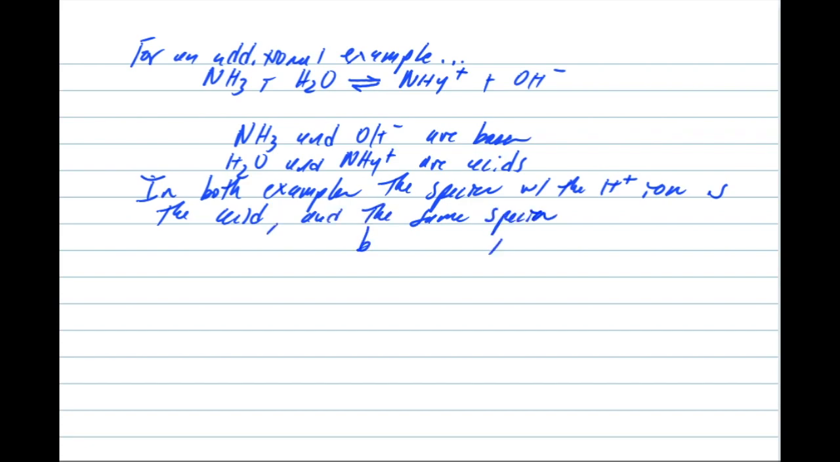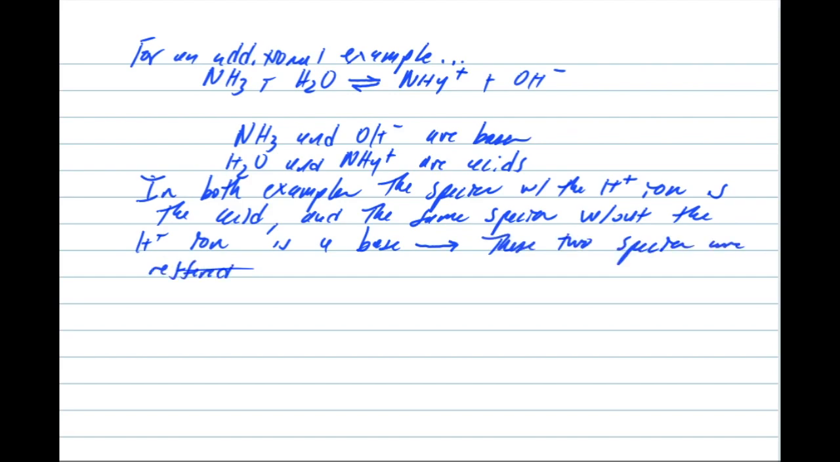In both the examples, the species with the H plus ion is going to be the acid, and the same species without the H plus ion is a base. The two species are referred to as a conjugate pair. So the one with the H plus and the one without, they're a conjugate pair. So we have different conjugate pairs from these examples.